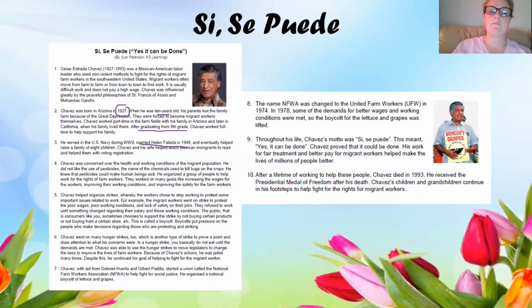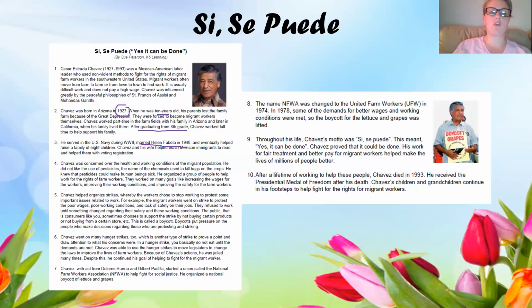For example, the migrant workers went on strike to protest the poor wages, poor working conditions, and lack of safety on their jobs. They refused to work until something changed regarding their salary and these working conditions. The public, that is consumers like you, sometimes chooses to support the strike by not buying certain products or not buying from a certain store, etc. This is called a boycott. Boycotts put pressure on the people who make decisions regarding those who are protesting and striking.